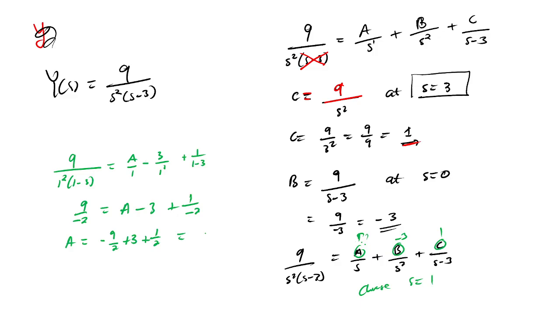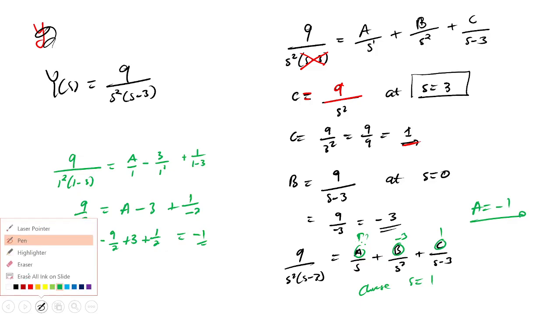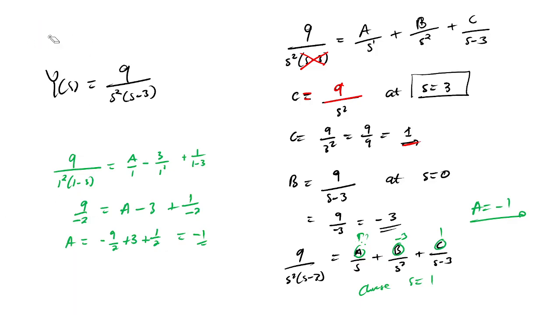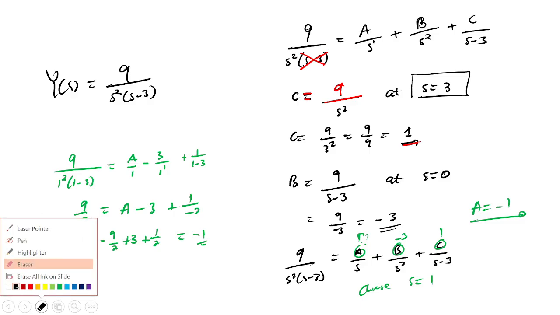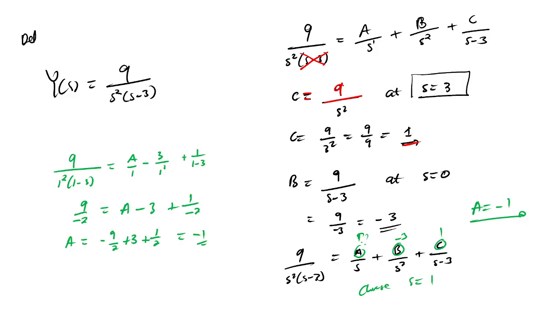We have A is negative 1. So we have our A, which is negative 1. Now we are required to do what? Remember the question? They said we must determine what? The inverse Laplace. Determine the inverse Laplace of this. So it means that we need to get rid of this information here so we can use the same space.